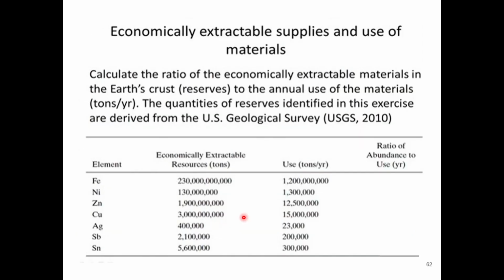So similarly, let us see this problem also. Calculate the ratio of the economically extractable materials in the Earth's crust, the reserves, to the annual use of the materials in tons per year. The quantities of reserves identified in this exercise are derived from the US Geological Survey, USGS 2010. So these are the elements, the economically extractable resources. These are the values in tons, and use, these are the tons per year. So we need to find the ratio of abundance to use in years.